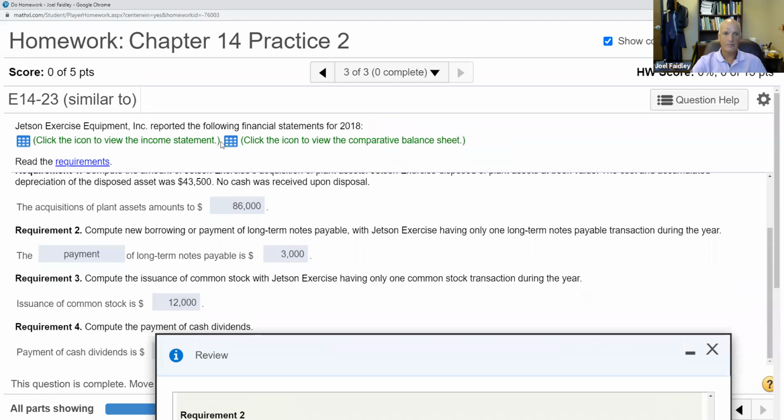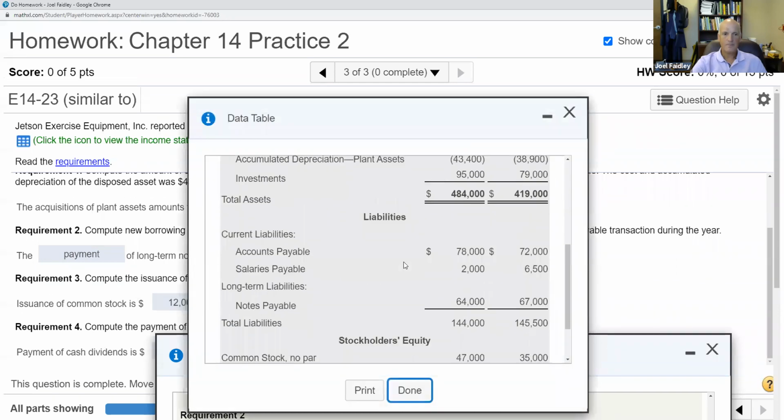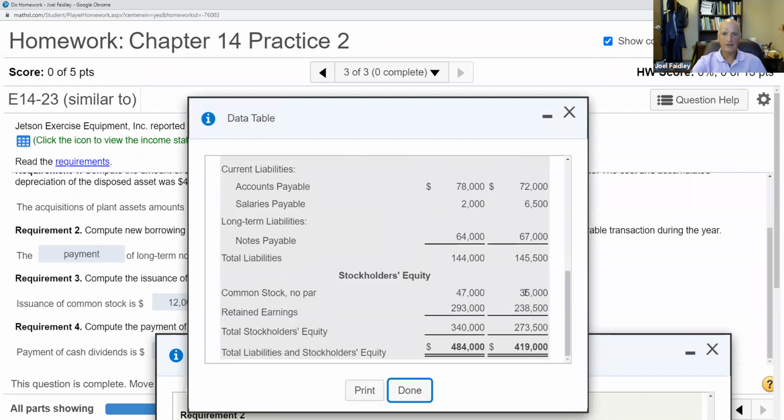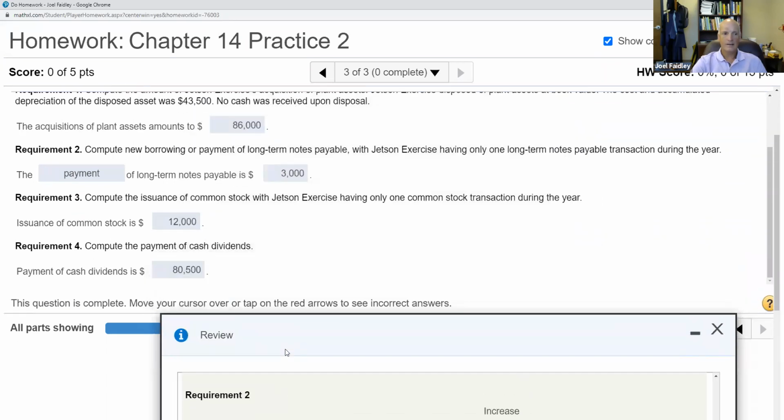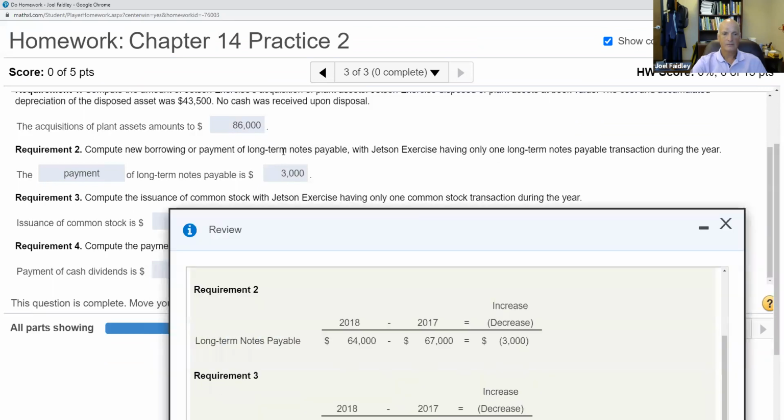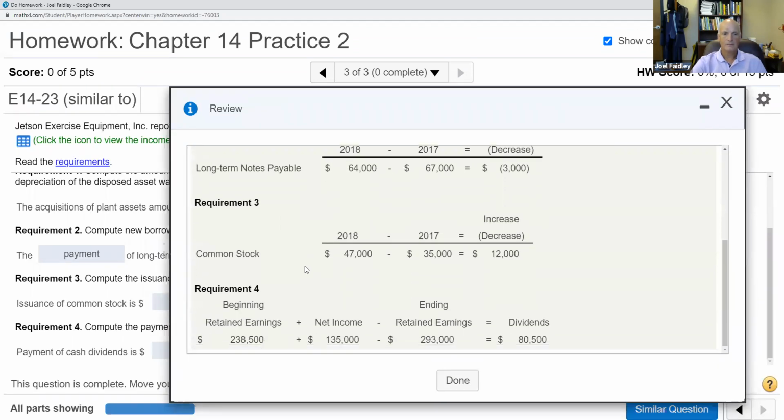Compute the issuance of common stock. I go down here and look at common stock. Common stock went from 35 to 47. So you've got $12,000 of stock that you issued. What about cash dividends? Again, beginning retained earnings plus your net income minus ending retained earnings is your dividends. They don't show you the T account on that, right?